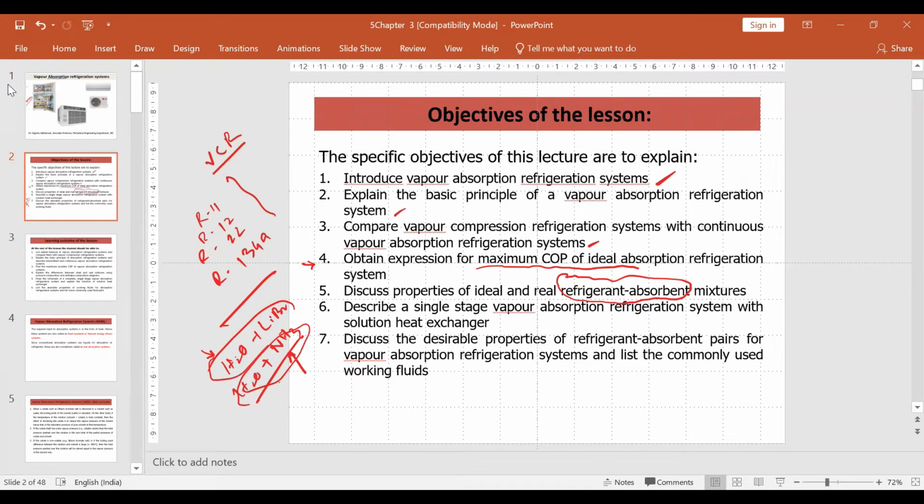Describe a single-stage vapor absorption refrigeration system with solution heat exchanger. Discuss the desirable properties of refrigerant absorbent pairs for vapor absorption refrigeration system. Pair means this is the pair, water and lithium bromide, and this is the pair, water and ammonia. So these are our objectives.